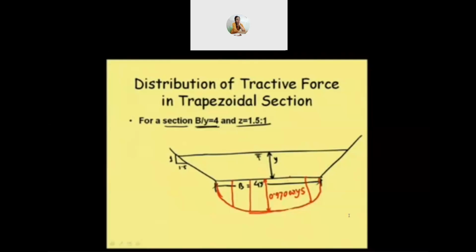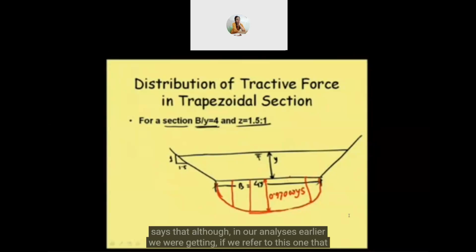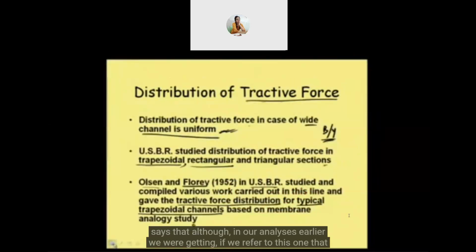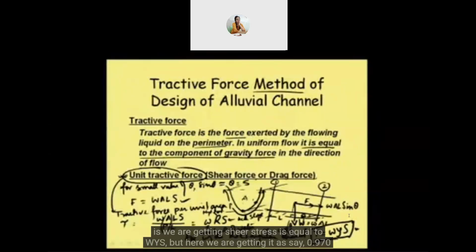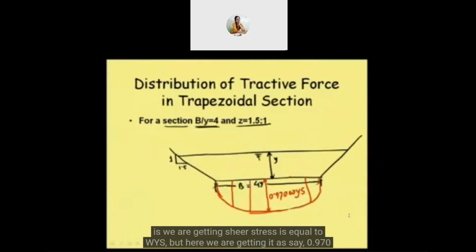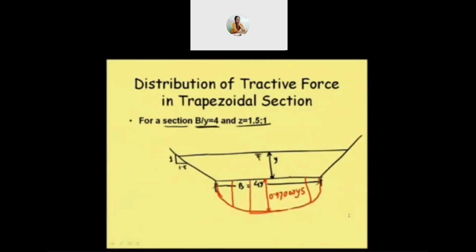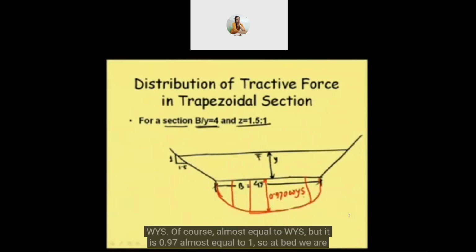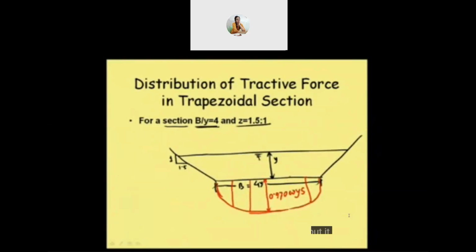Fine. Now, this distribution says that although in our analysis earlier we were getting shear stress equal to omega y S, here we are getting it as 0.970 omega y S. Of course, it is almost equal to omega y S, it is 0.97, almost equal to 1. So at the bed we are getting this. Now what about the side?